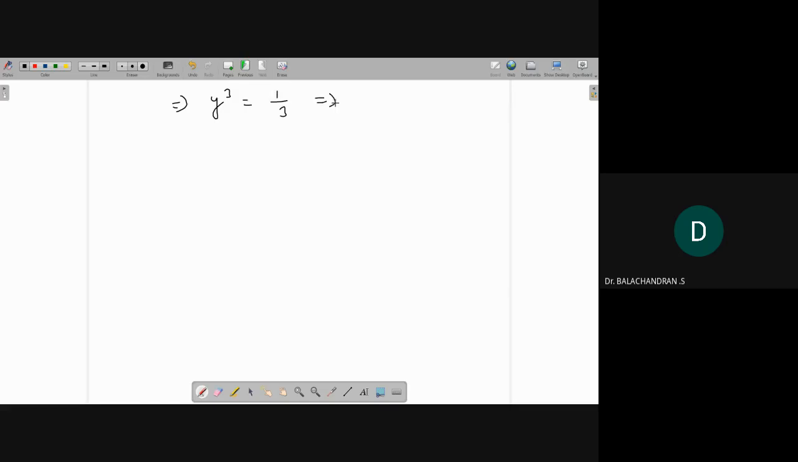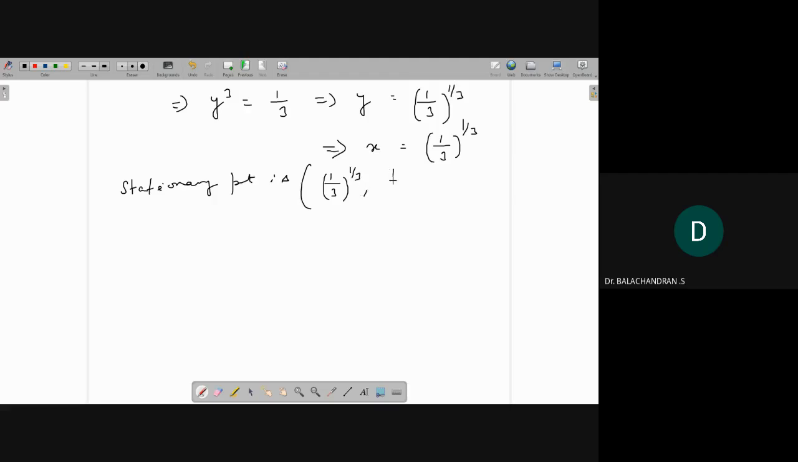This implies y equal to (1/3)^(1/3). We know that x is equal to y. This implies x is also (1/3)^(1/3). So the stationary point is (1/3)^(1/3), (1/3)^(1/3).